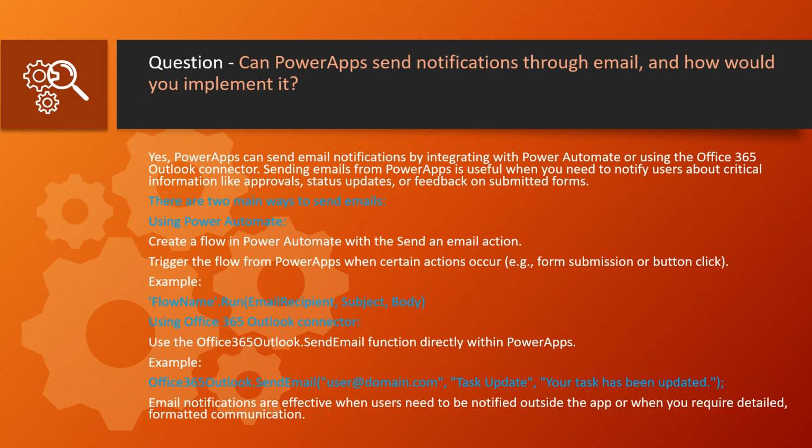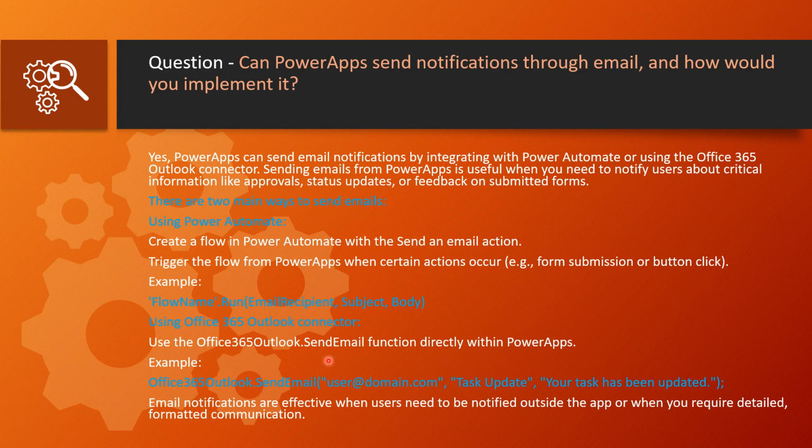If you want to use Power Automate, first you need to create a flow in Power Automate and use the send email action. After that, you trigger the flow from Power Apps when a certain action occurs, like a form being submitted or a button being clicked. You define the flow name dot run on the button click, and give the email recipient, subject, and body, whatever you want to send.